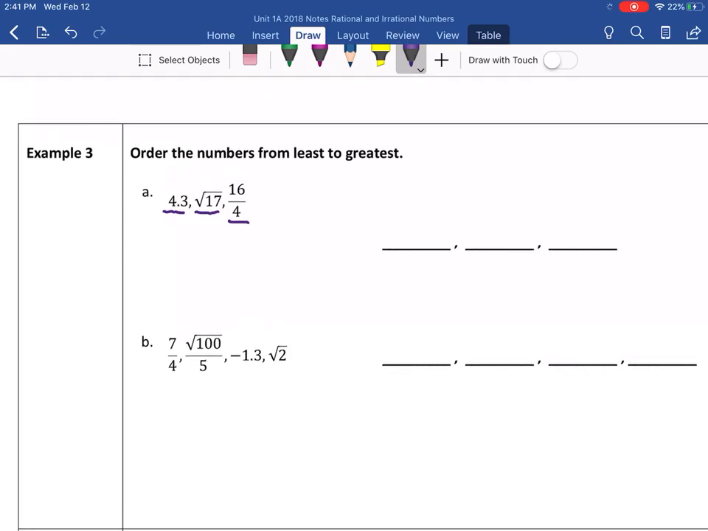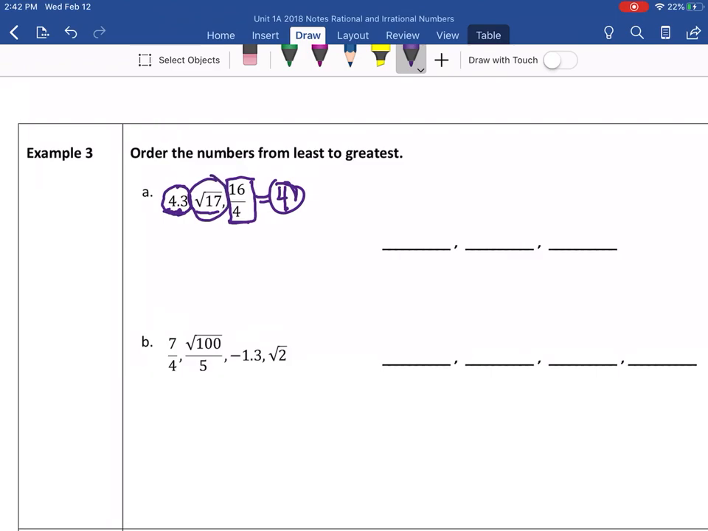When I look at those 3 numbers, I want to turn them all into whole numbers or decimals. That makes it easy because 4.3 is already in decimal form. And 16 over 4 is easy to turn into a whole number, because what is 16 divided by 4? You don't need a calculator. That equals exactly 4, right? Now we know which one is bigger between the 4.3 and the 4. If you're thinking of money, is $4 less or greater than $4.30? It's less, right?